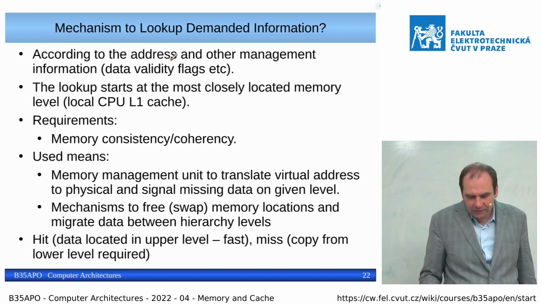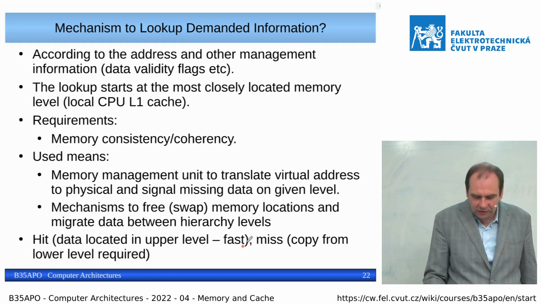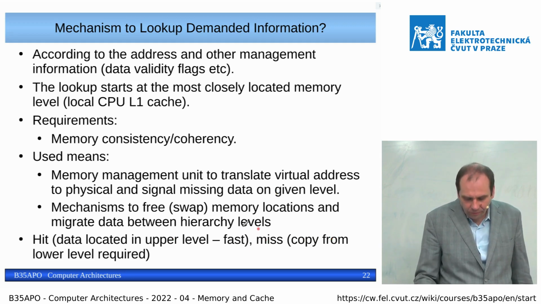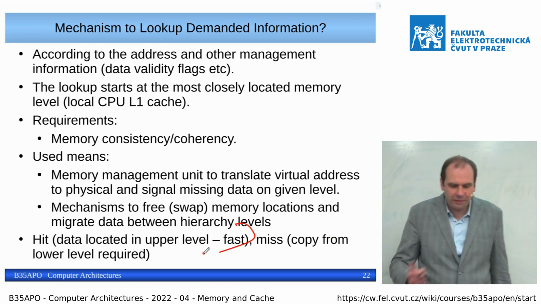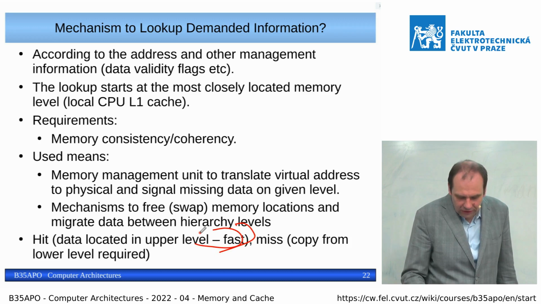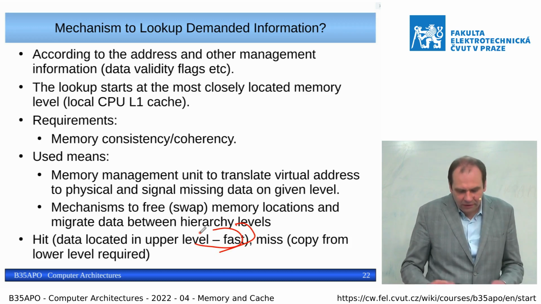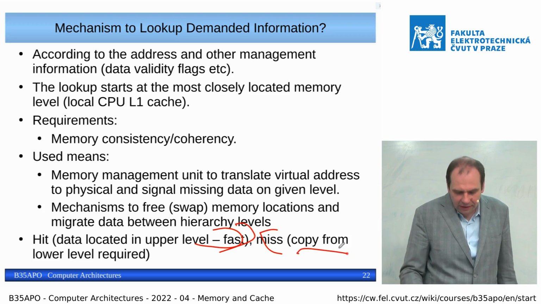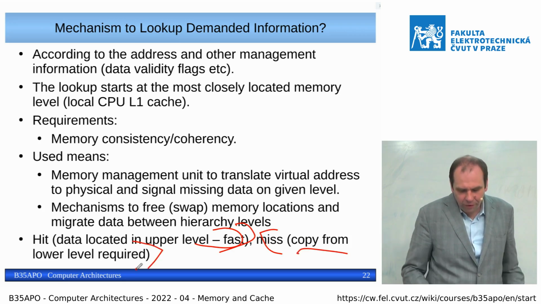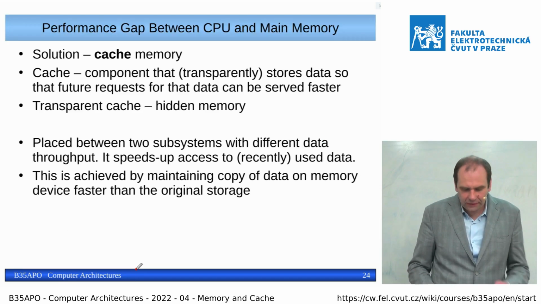So basically we need somehow to swap data between the main memory and the cache. If there is a hit, so basically we find the data in that faster memory, we do not need to invest a long time to access data in the main memory. If there is a miss, then we usually copy data from that slower memory to the faster.